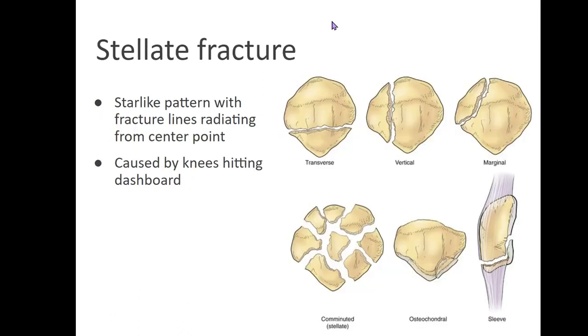Okay, the last fracture type that I wanted to discuss is the stellate fracture. A stellate fracture is a fracture that has a star-like pattern. The fracture lines radiate from a central point. And you can see I've included examples of patellar fractures here because the most common place in the body that we see stellate fractures are in the patella. So here is an example of a stellate fracture here. Again, you'd have the central point with the fracture lines radiating out. Okay, and this can be caused, for example, in a motor vehicle accident, when knees hit the dashboard.